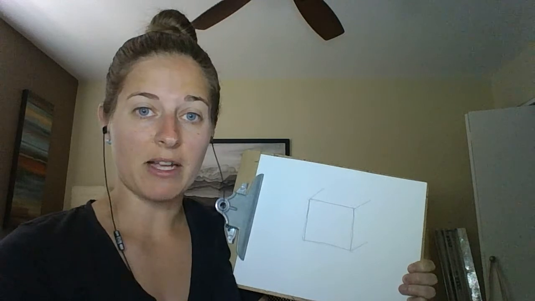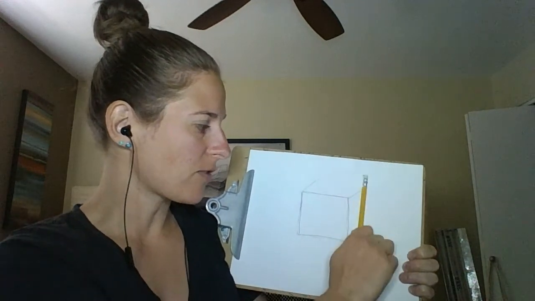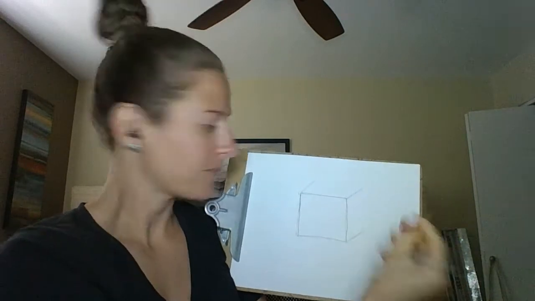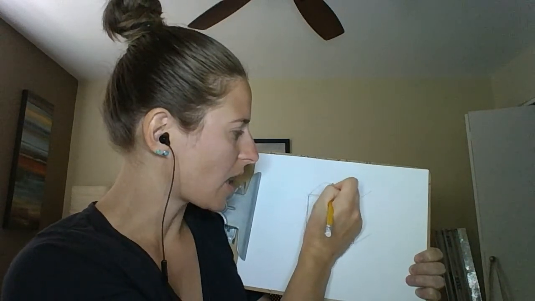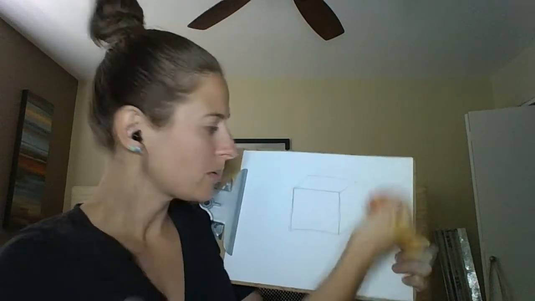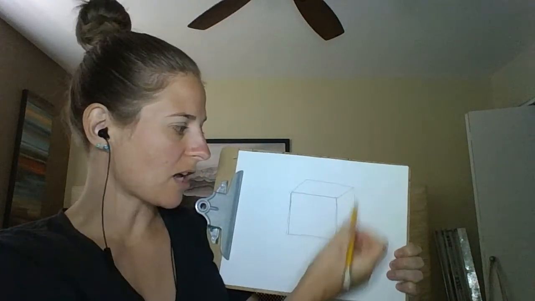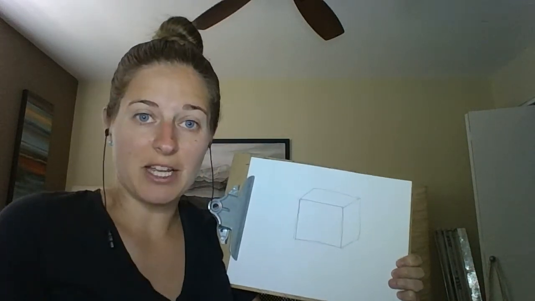Now we have two straight lines to do. One's a horizontal line. That means it goes this way. The other is a vertical line. That means it goes this way. I'm going to connect this dot to this dot here. That's my horizontal. And my vertical goes straight down and connects this dot to this dot. So now I have a 3D cube.